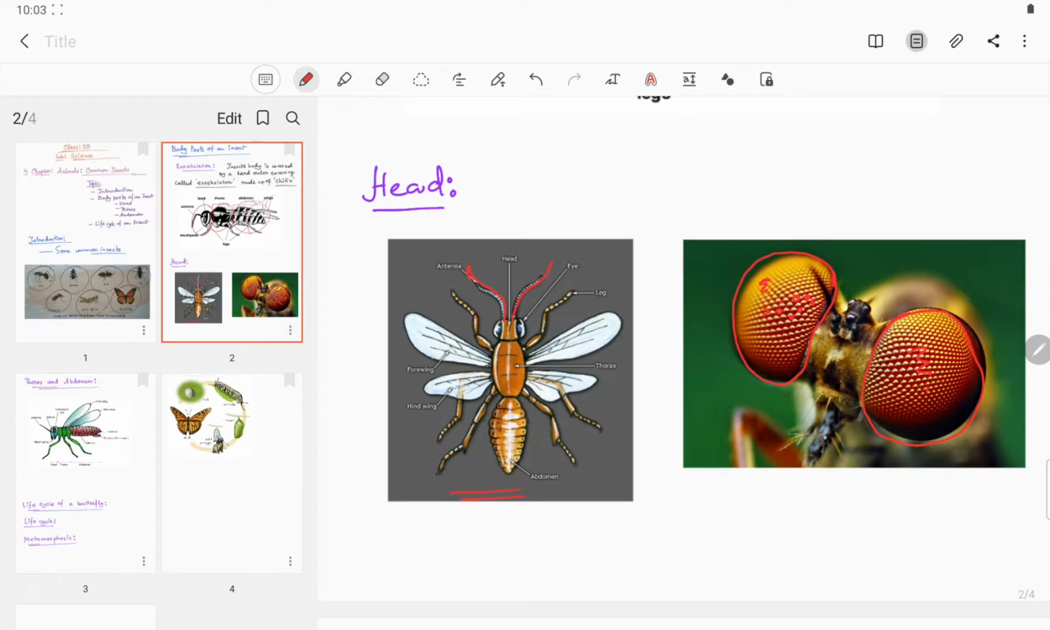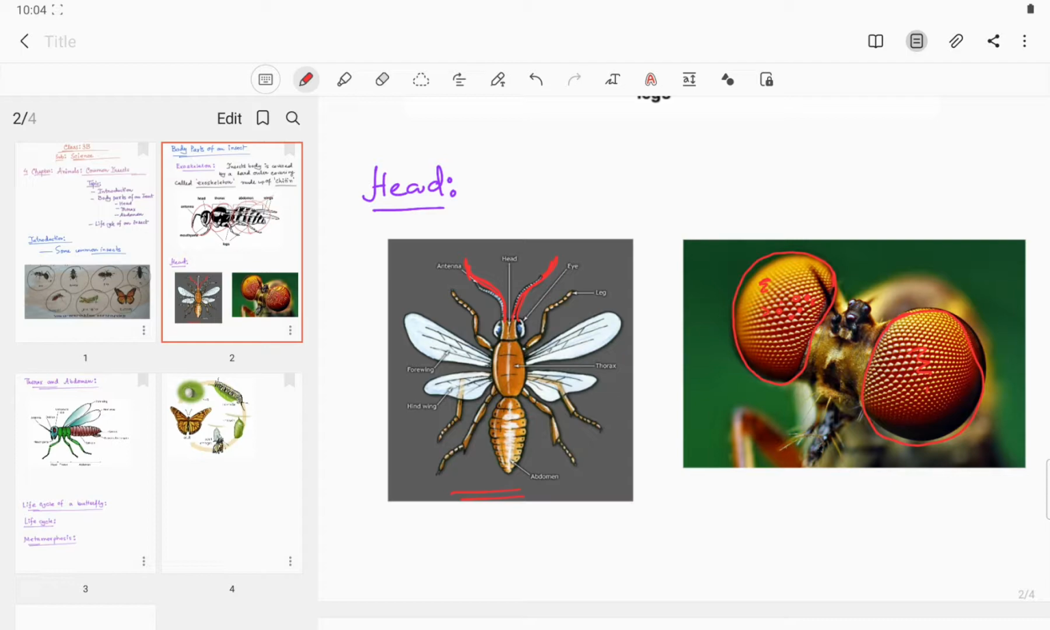Insects have a pair of antennae. So this is antenna. Cockroaches, they are also insects, they have antenna. Mosquitoes, they have antenna, and so many insects have antenna. They use their antenna as a sensory organ to detect smell, tastes, vibrations, and sound also, right?